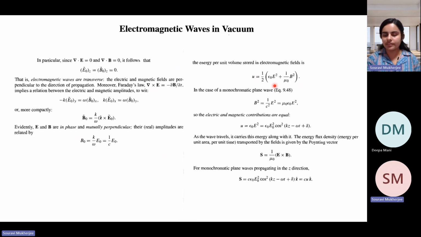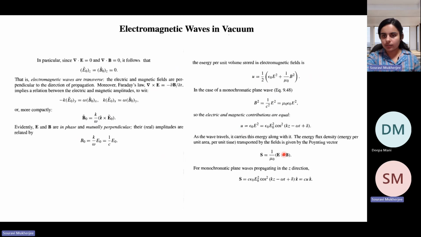When you talk about electrostatics, we have seen that the energy is given as half epsilon naught E square. Similarly, the magnetic energy is given as B square by 2 mu naught. So for an electromagnetic field, this is how your energy density will look. And if you use these relations, you can simplify it further. So this is your energy density in a way.